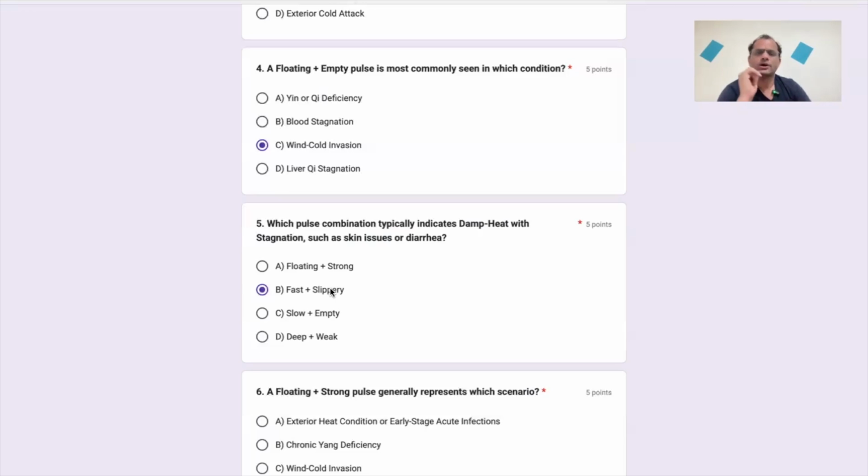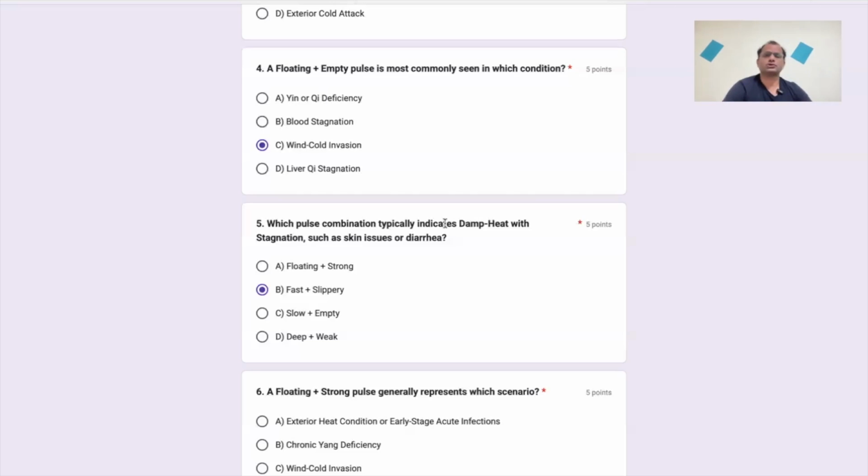So damp heat. Now remember one thing: damp heat means infection. Wherever the damp heat is, infection will be there. If the damp heat is in the lower part, the infection will be in the lower part. Damp heat in the urinary bladder means infection in the urinary bladder, like a UTI. Damp heat in the large intestine means food poisoning in the large intestine. Wherever the damp heat is, it will create an infection.